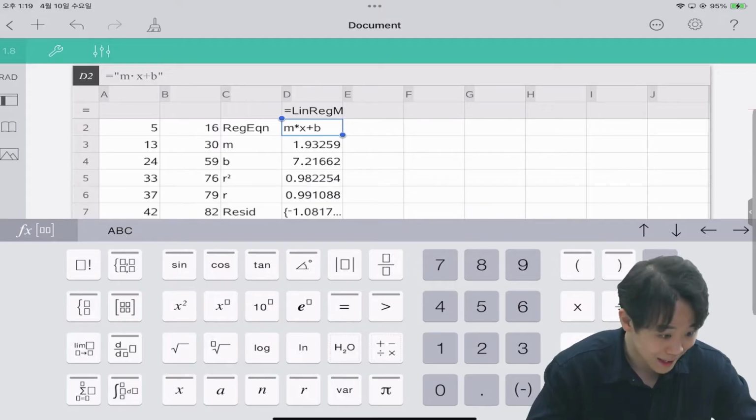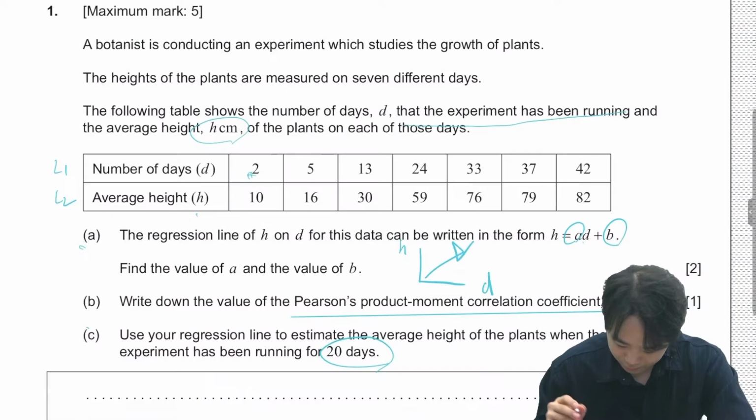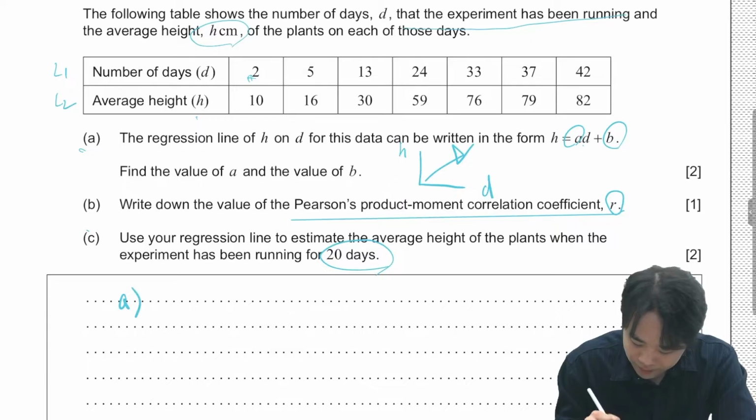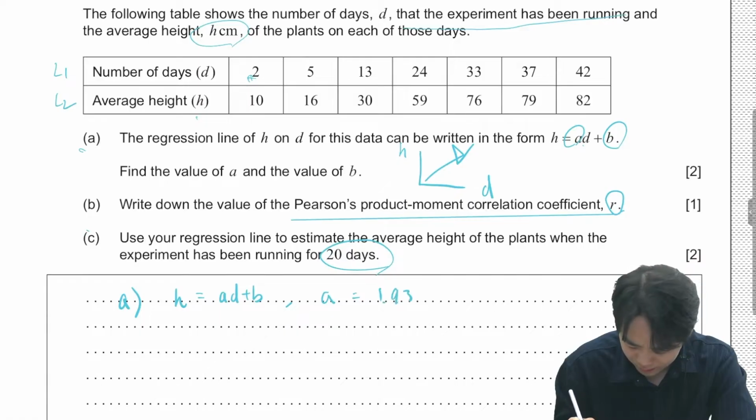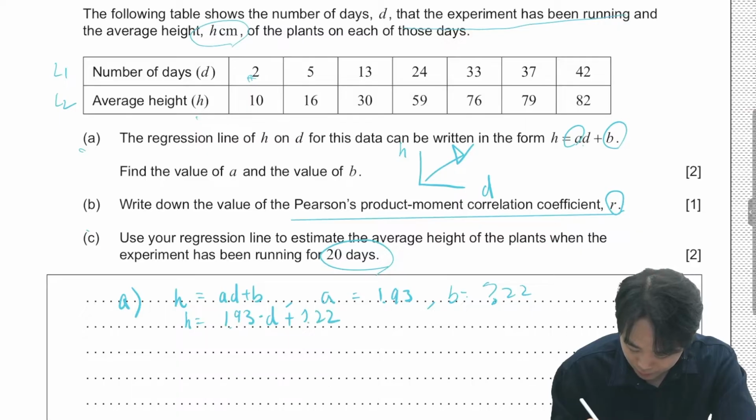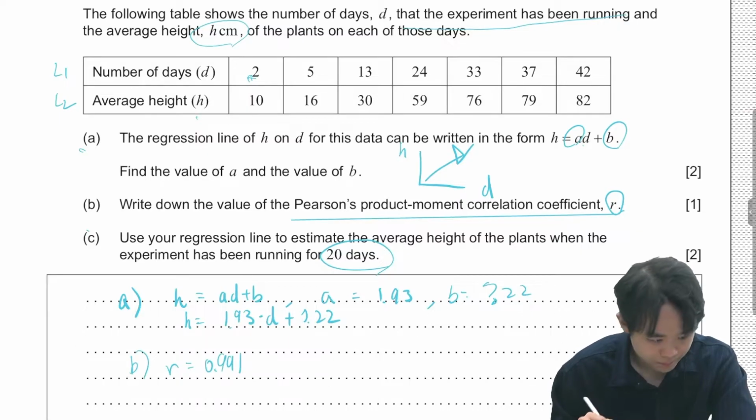Okay, so first of all, if H equals AD plus B, then A is going to be 1.93, B is going to be 7.22 if you round it. So H is going to be 1.93 times days plus 7.22. Our R value was 0.991.